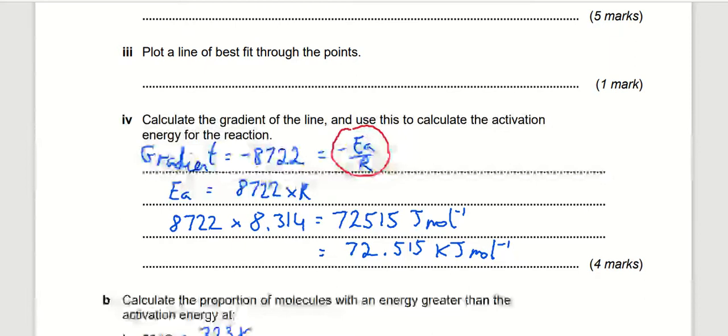So EA equals 8722 times R. R is a constant on your data sheet, 8.314. And that will always give the answer in joules per mole, because R has in its units joules. So quite often we want it in kilojoules, so we just divide by 1,000 to get it into kilojoules per mole, like so. So that's our activation energy. Remember, activation energy is always positive. You can't get negative activation energy.